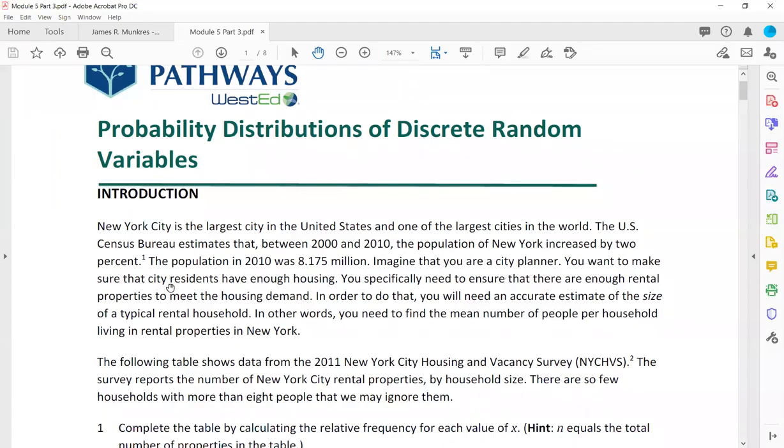You want to make sure that the city residents have enough housing. You specifically need to ensure that there are enough rental properties to meet the housing demand. In order to do that, you will need an accurate estimate of the size of a typical rental household. In other words, you need to find the mean number of people per household living in rental properties in New York.